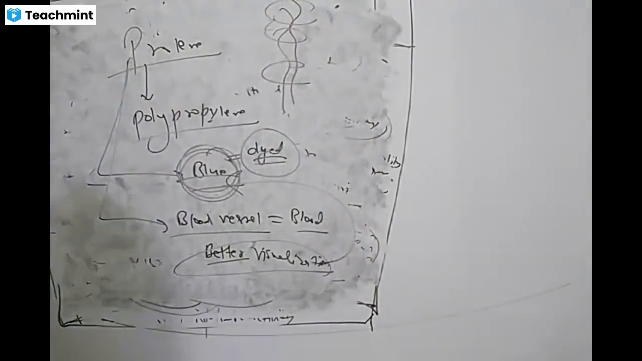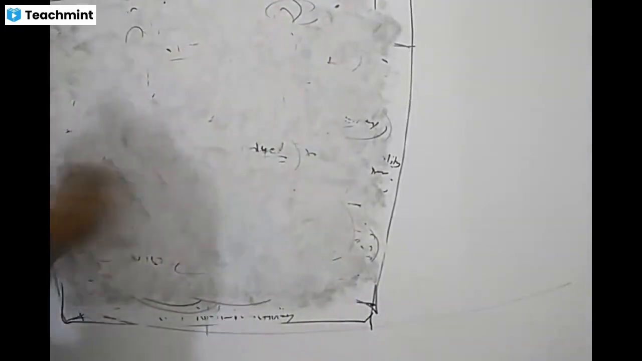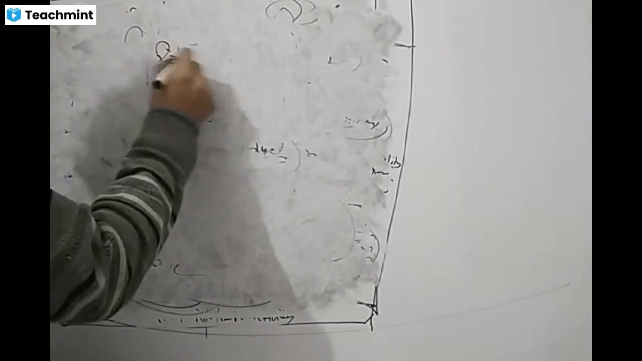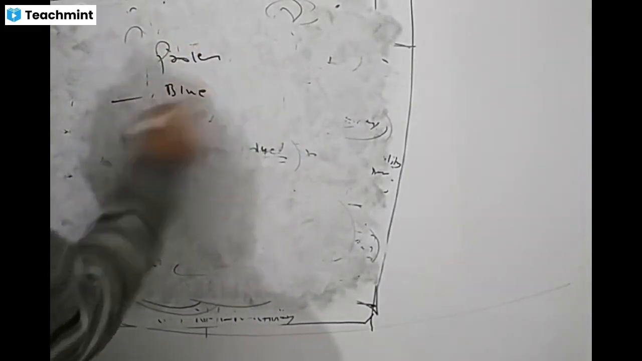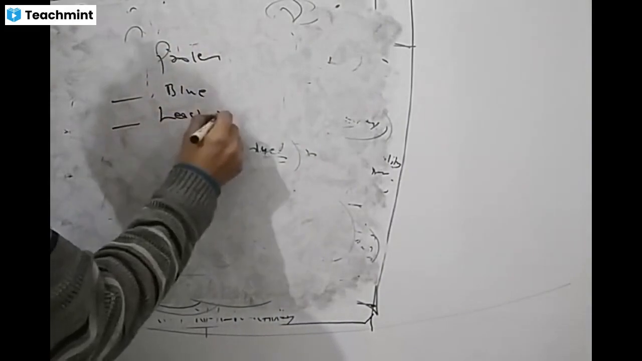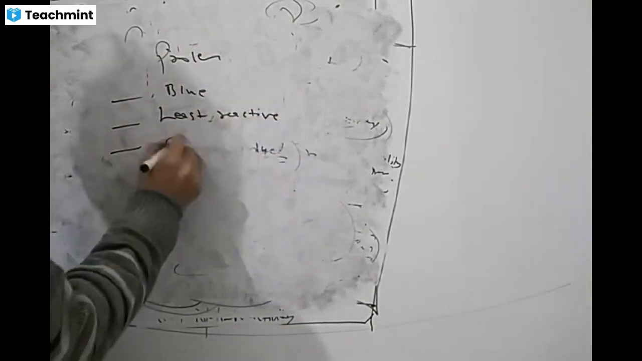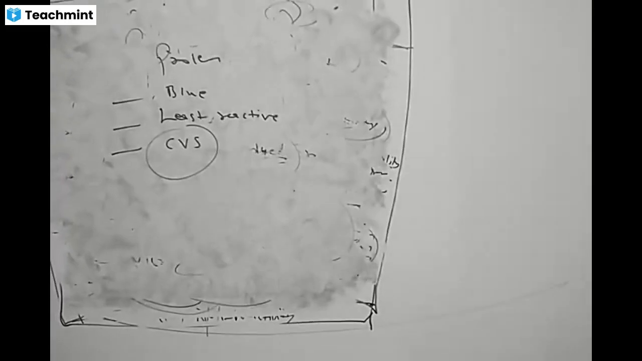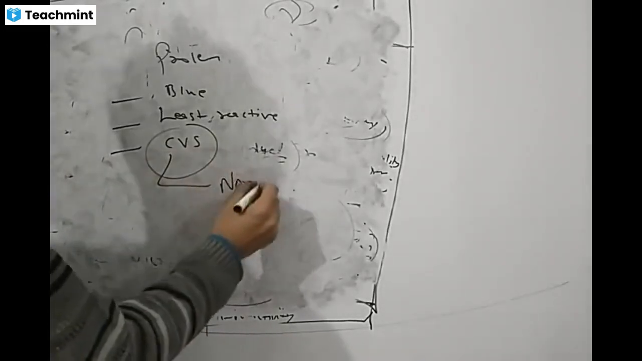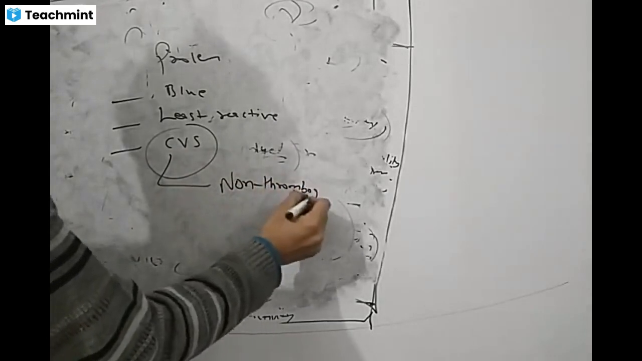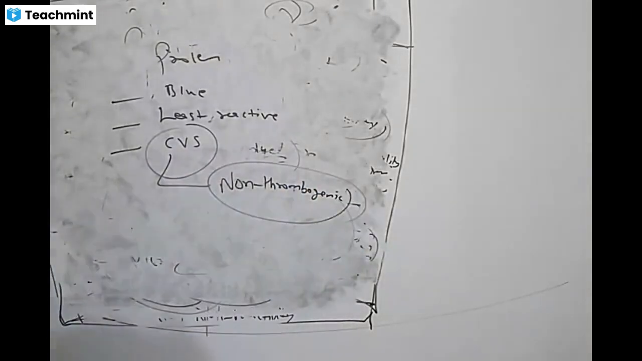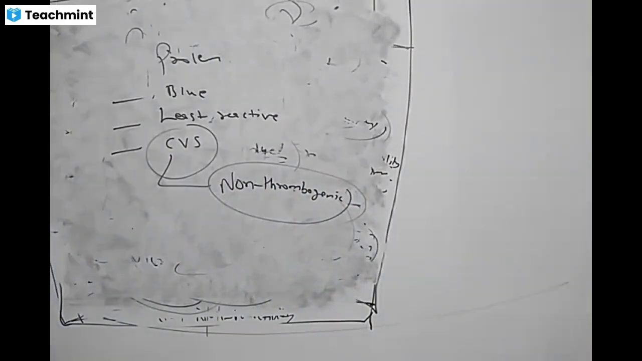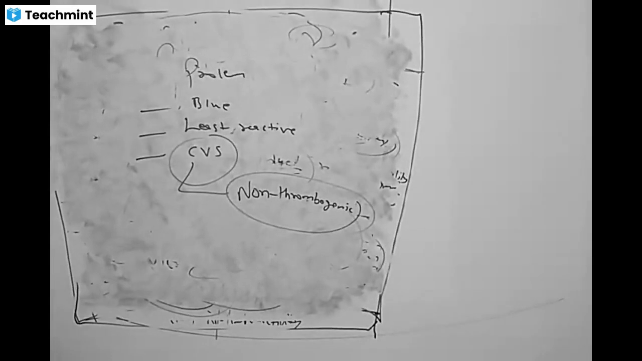The more important 2 points for proline, at least 3 points for proline. First is blue color. Second is least reactive for the tissues. And third is suture of choice for cardiovascular surgery. Why cardiovascular surgeries? Because it is non-thrombogenic. It will not form any thrombus. And it is least tissue reactive.